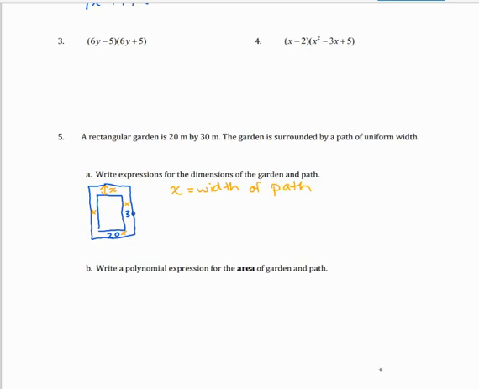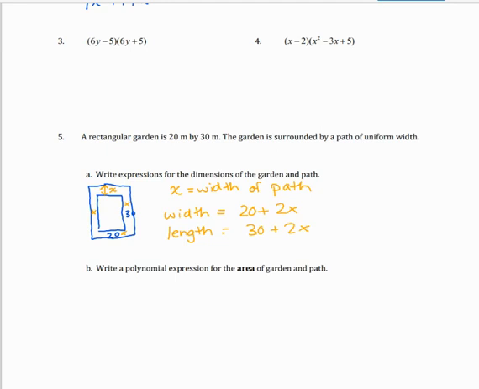Okay, so what are my new dimensions? Well, originally the garden was 20 feet wide. Well, now we have a path on each side. So that means now the new width is going to be 20 plus 2x. Originally was 20, but there's a path on each side. So what does that mean for length? So length is going to be 30 plus 2x. So those are the expressions for my dimensions, 20 plus 2x and 30 plus 2x.